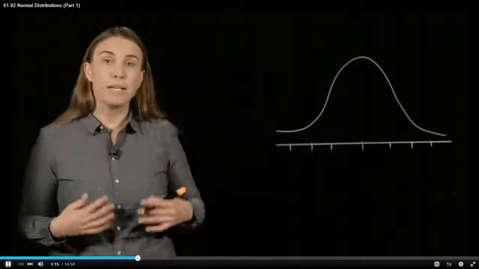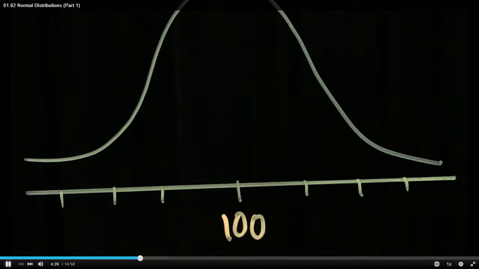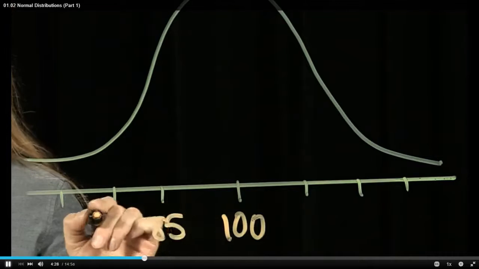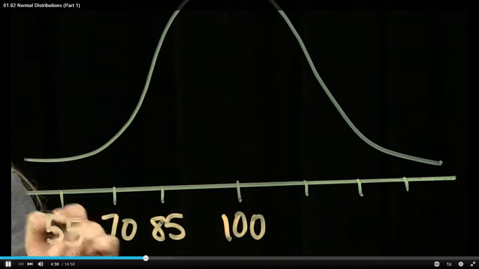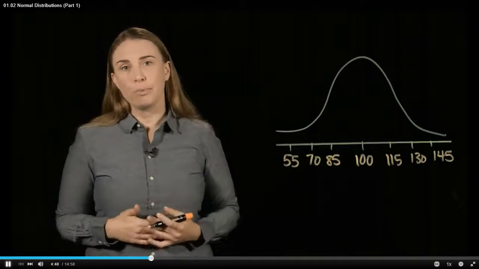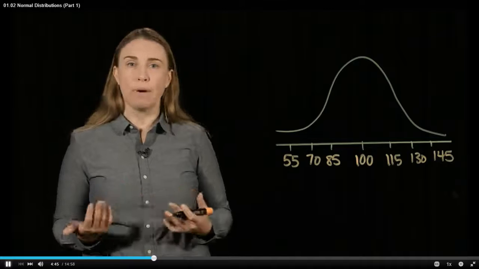We'll solve this using the empirical method and labeling the normal curve with the given information. The mean is 100, so we'll go ahead and write 100 right in the center of our normal curve. The standard deviation is 15, so we'll label three standard deviations in each direction. So that's 85, 70, and 55 to the left, and 115, 130, and 145 to the right.